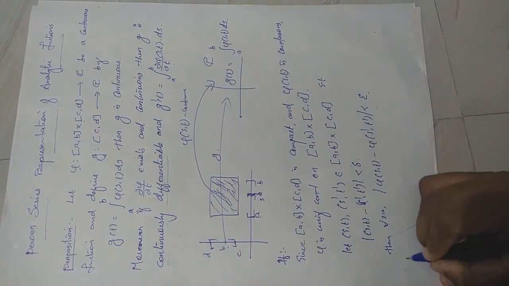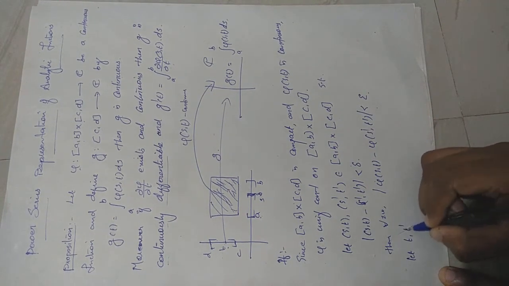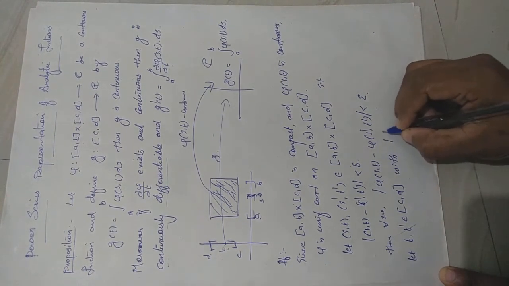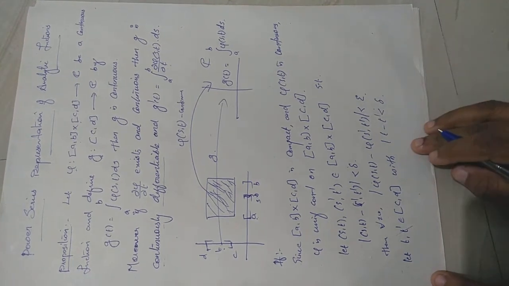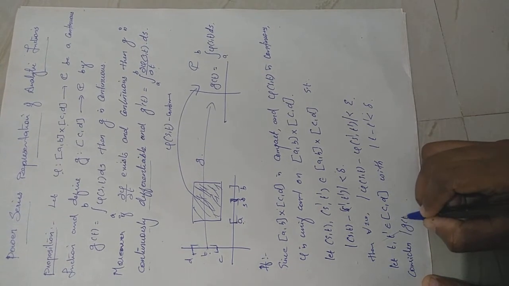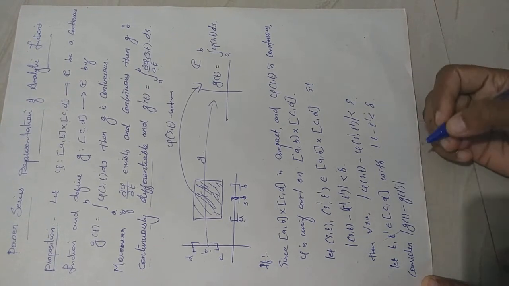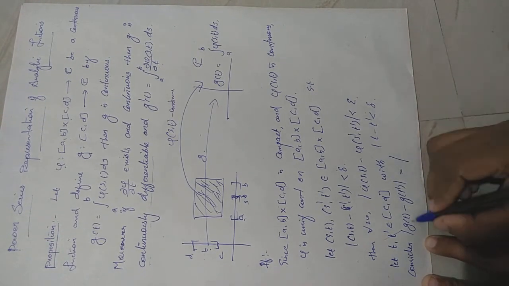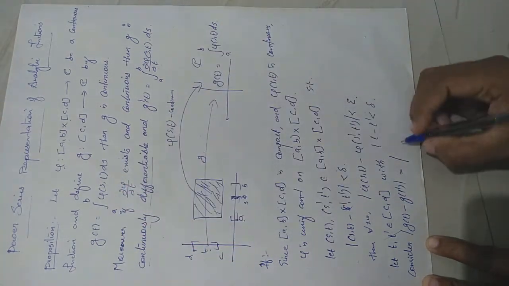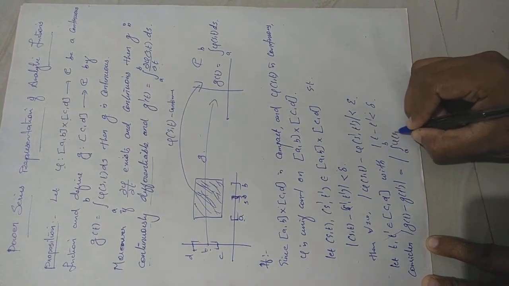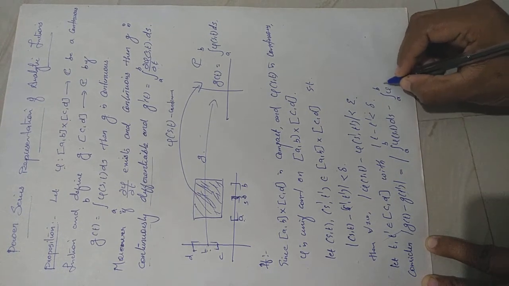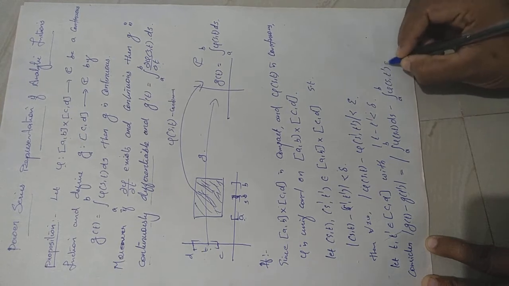So I take two elements, let t, t' belong to closed interval [c,d] with the property that the modulus of t minus t' is less than delta. Now for proving the continuity of g, we consider the modulus of g(t) minus g(t'). What is g of t? From the theorem, we are given that g(t) equals the integral from a to b of psi(s,t) ds. So that will be the integral from a to b of psi(s,t) ds minus the integral from a to b of, what is g of t'? Instead of t, psi(s,t') ds.